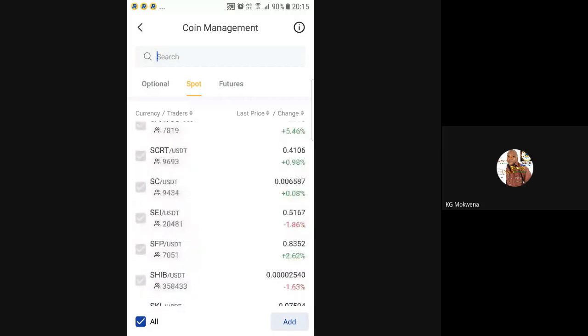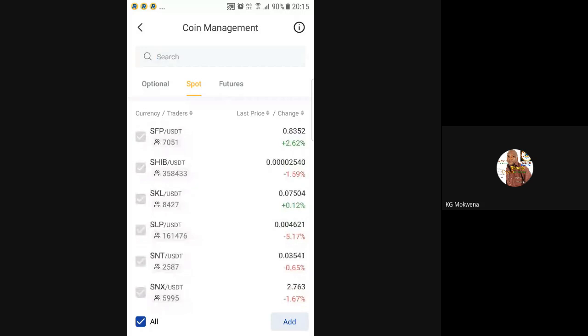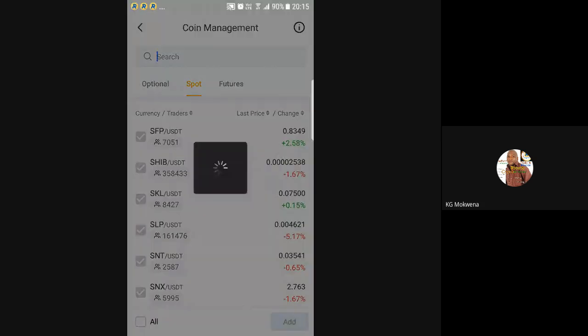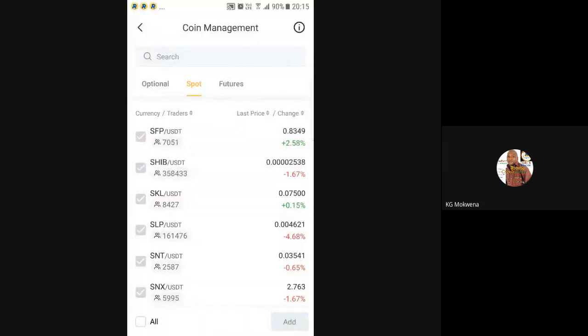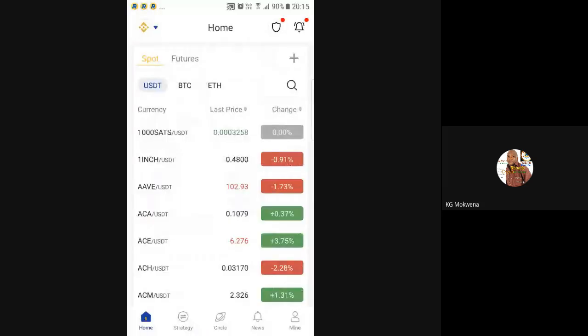So let me not go down because these coins are too many for the sake of time. So I will just simply click on add, and then it's been added. So now I can go back with the return button to the home page, and then I'm able to check. So I know that no coin actually is excluded.